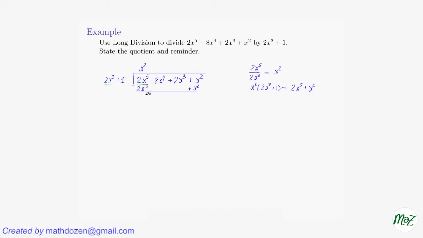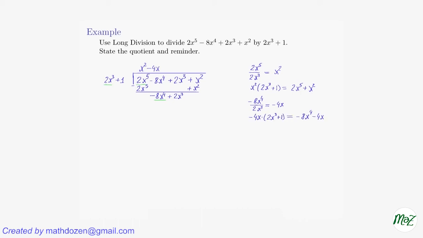Now I will align the 5th degree term and the 2nd degree term, so that it's easy to do subtraction. 2x to the 5th minus 2x to the 5th cancels out. x squared minus x squared cancels out as well. So all that is left is negative 8x to the 4th plus 2x cubed. Now again we focus on the leading terms. Divide negative 8x to the 4th by 2x cubed. All that we get is negative 4x.